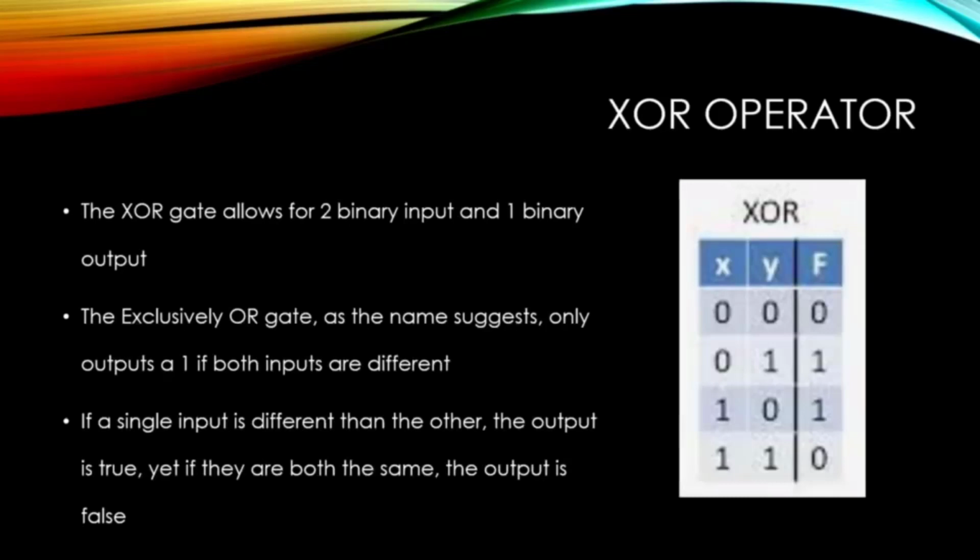The XOR gate allows for two binary inputs and one binary output. As the name suggests, the exclusively OR gate only outputs a true signal if it follows an exclusively OR relationship between the two inputs that are passed through the gate. This means that the two inputs must be different, and this is the only possible way to output a 1.